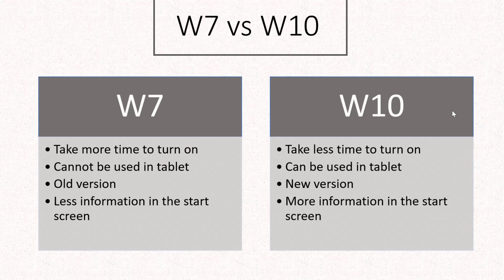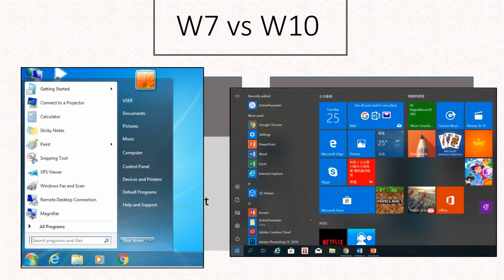As for the difference between Windows 10 and Windows 7, Windows 10 is a newer version, and Windows 10 takes less time to turn on. Additionally, Windows 7 can be used in tablet, and it has less information in the start screen, like this. On Windows 10 version, there are templates and news and so on. Now, I will teach Windows 10 version first.